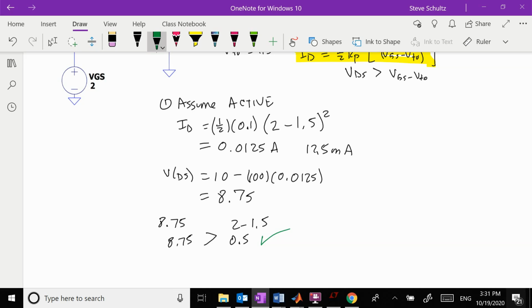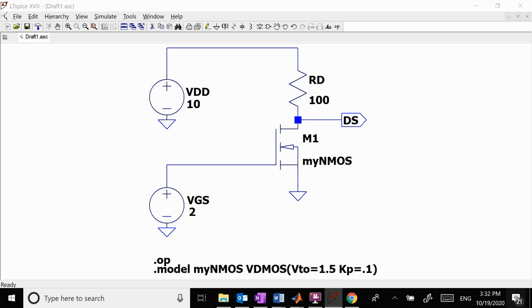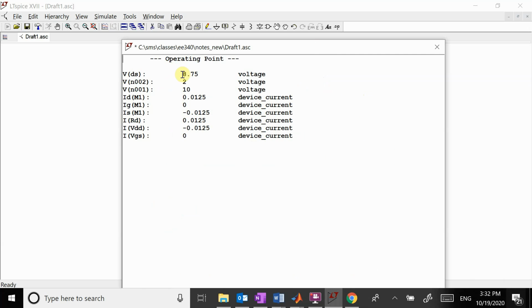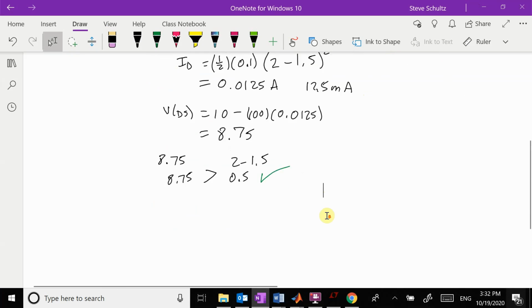Let's go over to LTspice to check this out and see if it works. I built an ideal MOSFET with a VTO of 1.5 and a KP of 0.1. These are the only parameters we're passing, so it's going to be pretty close to ideal. We run this, and you see here my VDS is 8.75 and my ID is 0.0125. So everything works out.